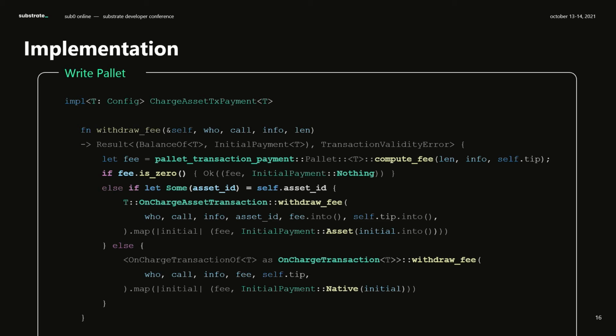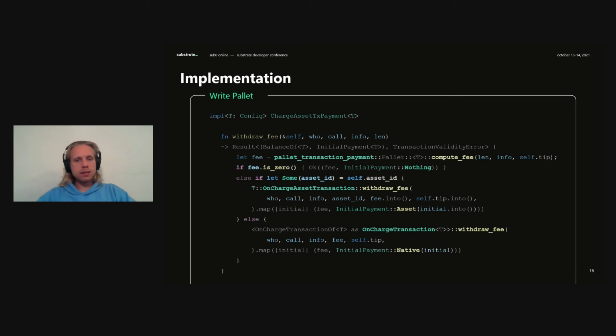Then we check whether there's an asset ID configured. If it is set to none, we skip to the last point. But if there is one configured, then we will use our on-charge asset transaction. So we will use the asset to pay. And if none is configured, then we will also just reuse the implementation that's already present in Substrate. So there's another wrapping there.